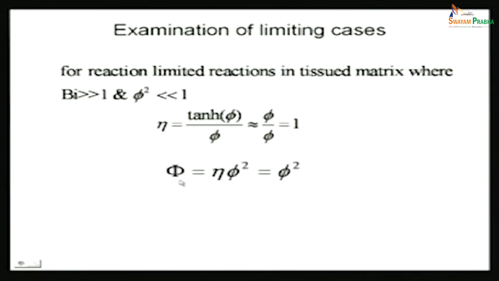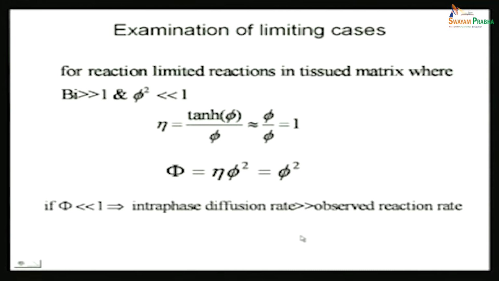So then the observed Thiele modulus equals the intrinsic Thiele modulus, because observed Thiele modulus is eta times intrinsic Thiele modulus. As a result, observed Thiele modulus is the same as the intrinsic Thiele modulus, right. So if my intrinsic Thiele modulus is much smaller than 1, then my observed Thiele modulus is also much smaller than 1, because we just showed that they are equal, okay.